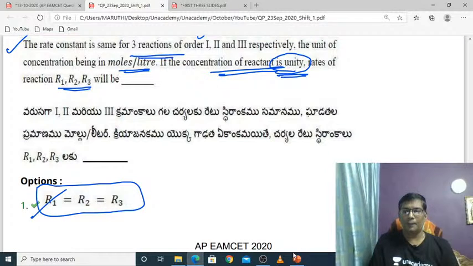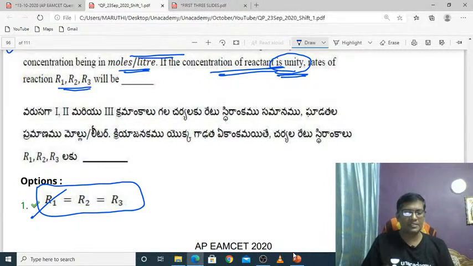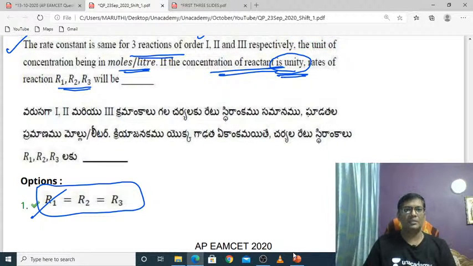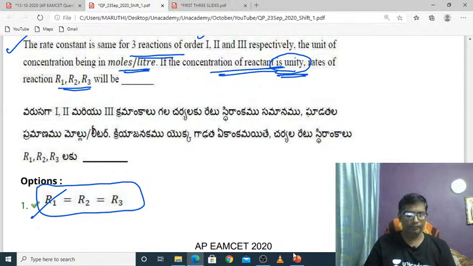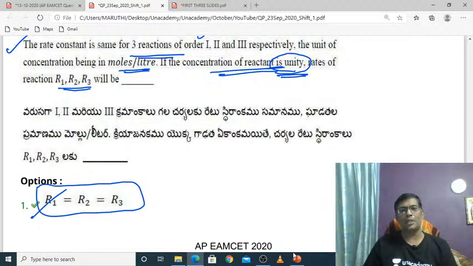Is it clear? So up to this, our 20 questions in the 23rd September 2020 question paper are over. In the next session, we will discuss the remaining 20 questions.